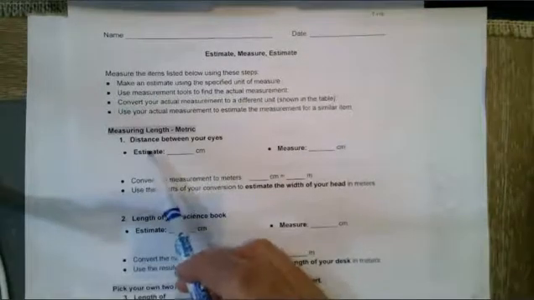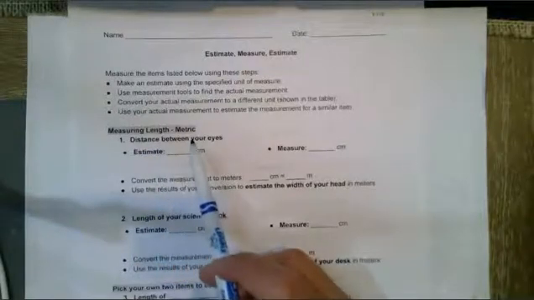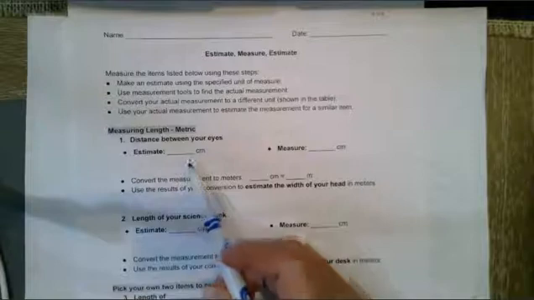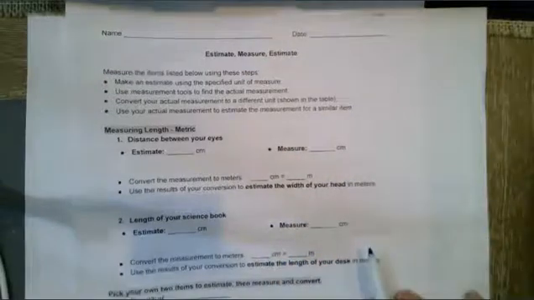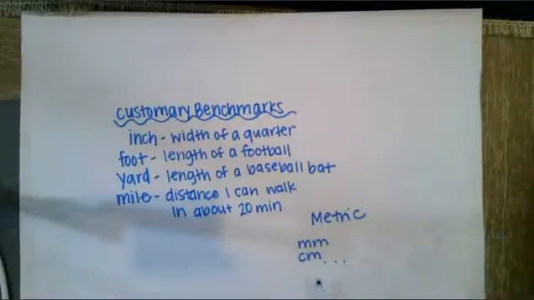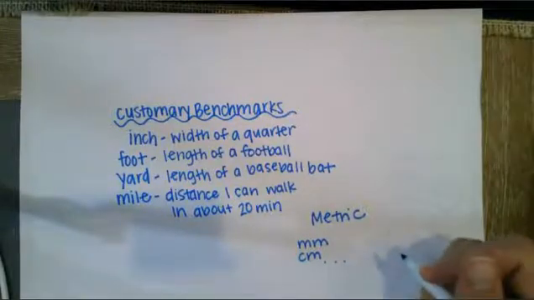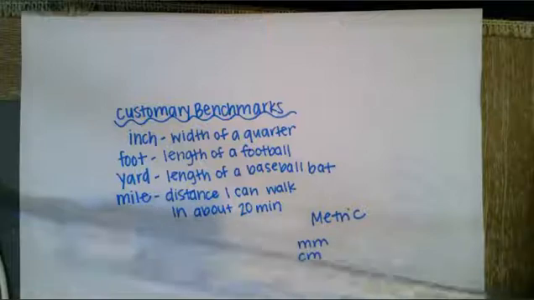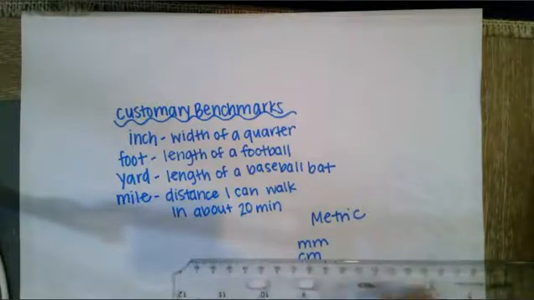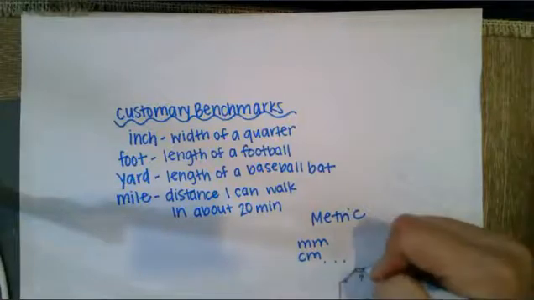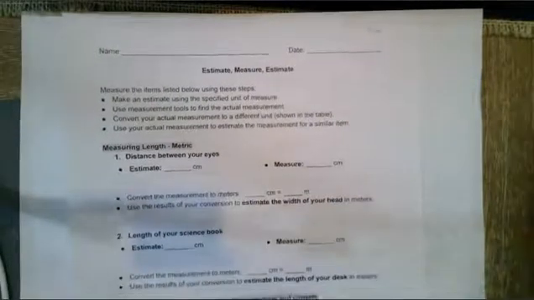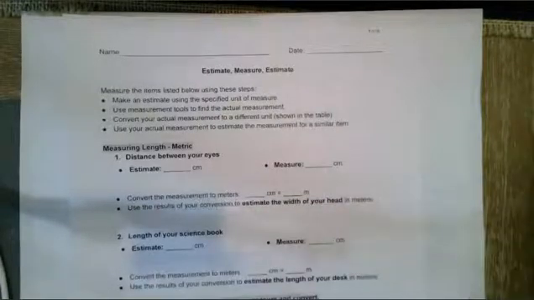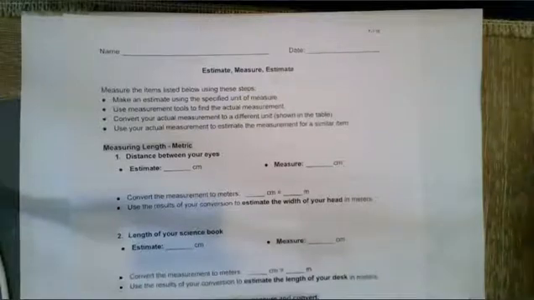So let's walk through the first one. Distance between your eyes. So first you're going to make an estimation in centimeters. And think back about our benchmark. We didn't do centimeters, but think about centimeters like the width of your finger. And I'm going to show you what a centimeter looks like on here. It's this long. Okay. Go ahead and write what your estimate is. Then take an actual ruler and measure in centimeters the distance between your eyes.